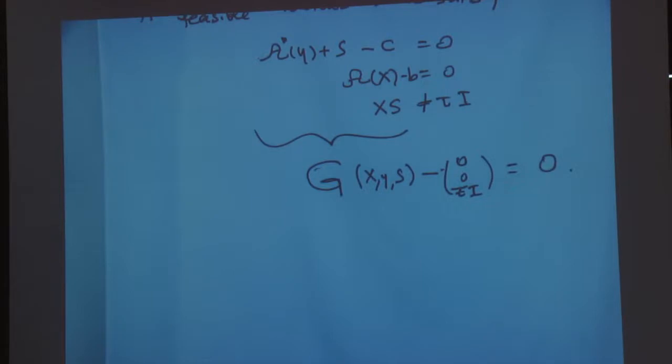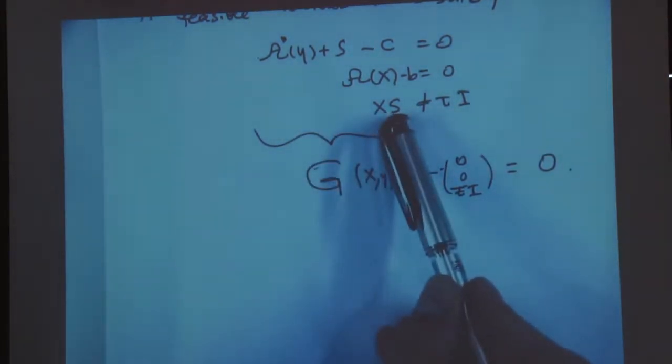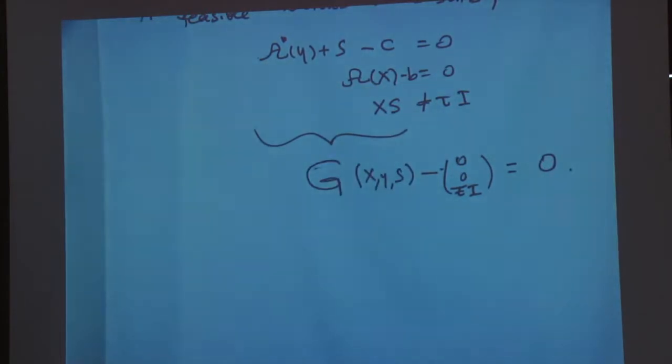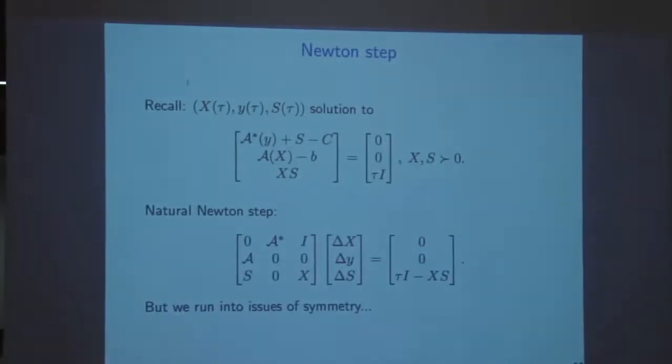The Jacobian of the first two is completely straightforward because they're already linear: A^T, I, A, 0, 0. And if you think about the last equation, we have XS. The natural thing to do is to linearize it. The term that multiplies x is s, and the term that multiplies s is x. So we have S delta x plus X delta s. That would be the last one.